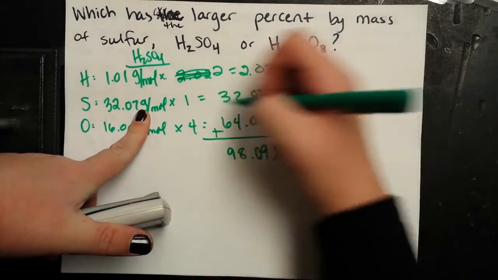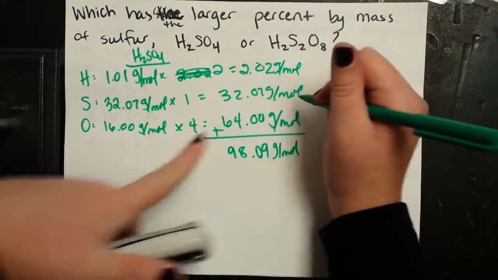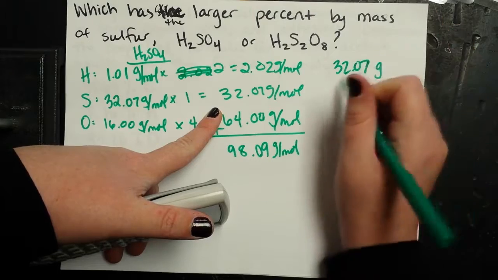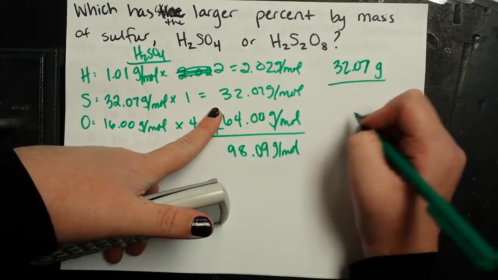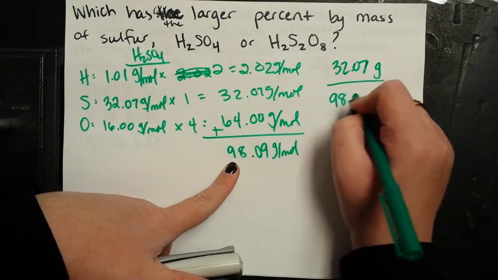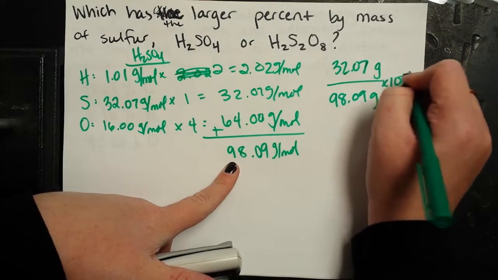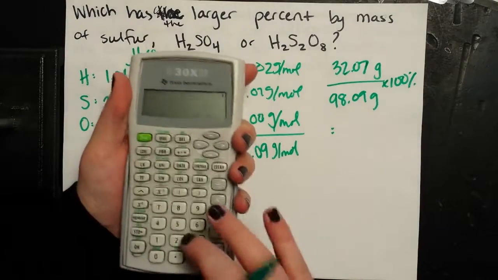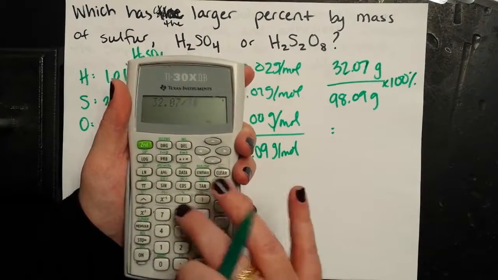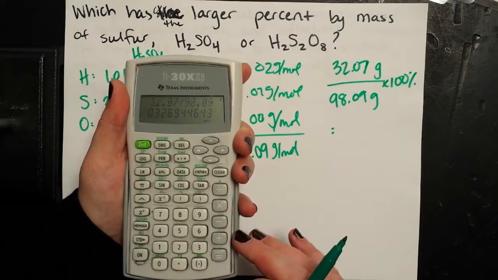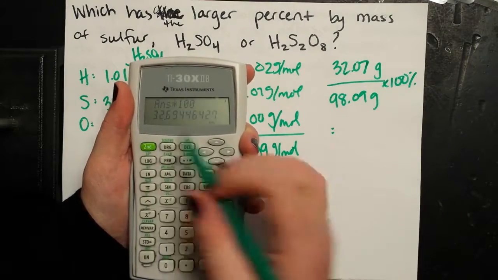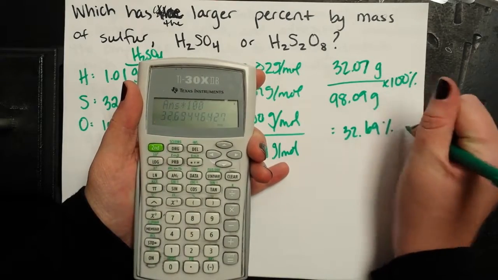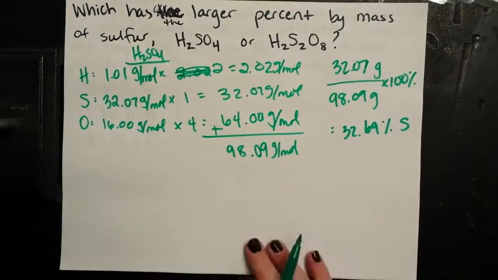So I can go ahead and find the percent by mass of just sulfur. I'm going to take the 32.07 grams, I'm assuming I have 1 mole, divided by 98.09 grams times 100%. So 32.07 divided by 98.09 times 100 is 32.69% sulfur by mass for H2SO4.